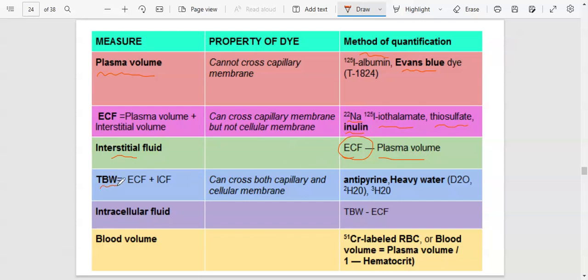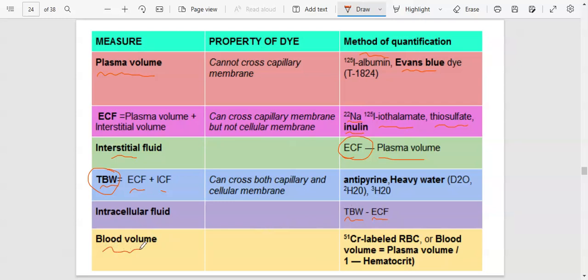Now to measure the total body water, that is ECF plus ICF, you can use antipyrine or heavy water, D2O. You inject them, and that is going to measure the total body water. To measure the intracellular fluid, there is no direct method, so you use the indirect method. First measure the total body water and then subtract ECF.